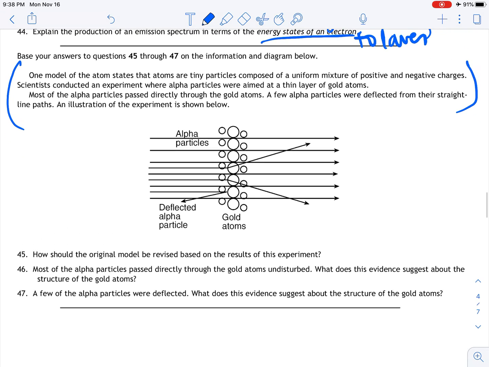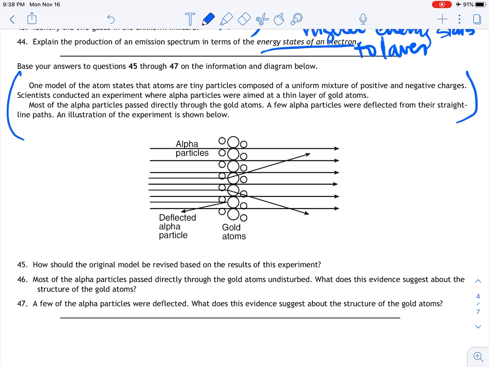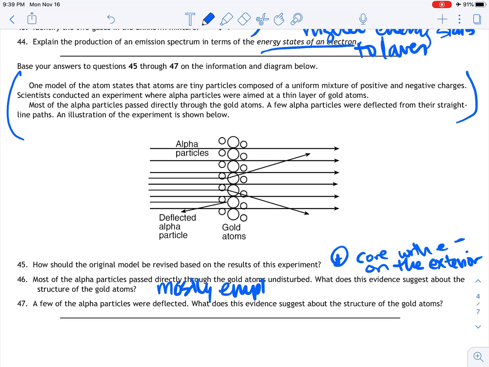45. How should the original model be revised based on the results of this experiment? Well, the original model said it was uniformly mixed of positives and negatives. But I now know that there is a positive center. So you can say we have a positive center or positive core with electrons on the exterior, something like that. And it's also mostly empty space. That's actually the answer for 46. Why did most of them pass through undisturbed? It's because an atom is mostly empty space.